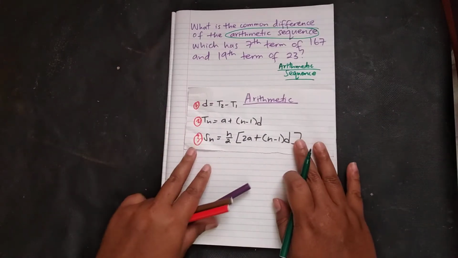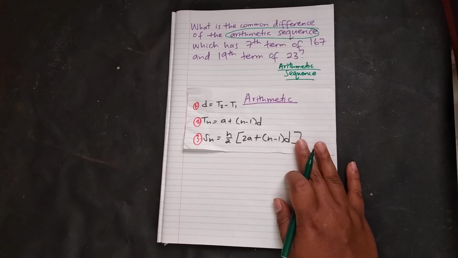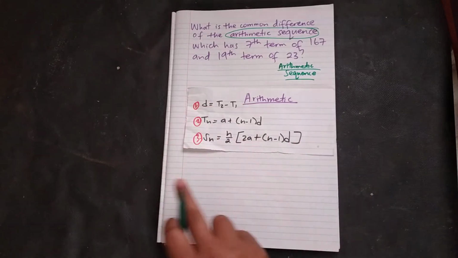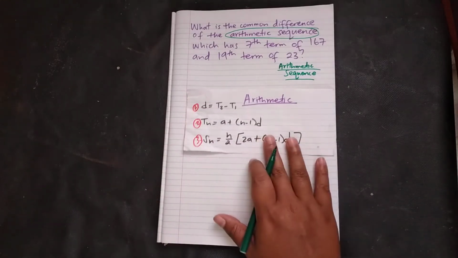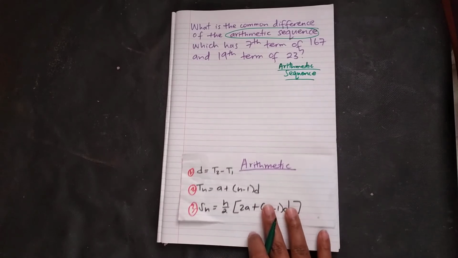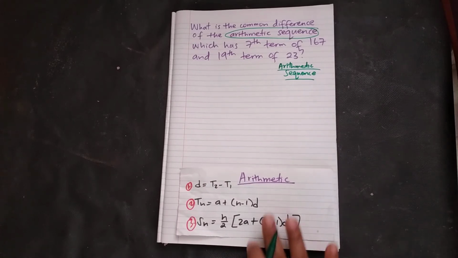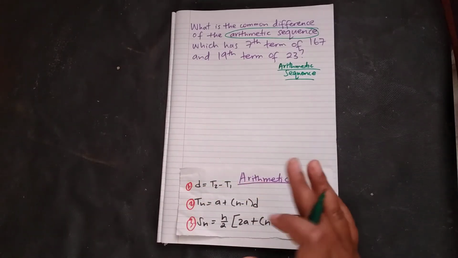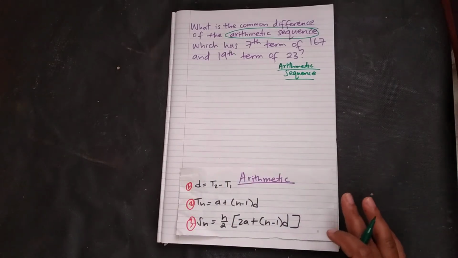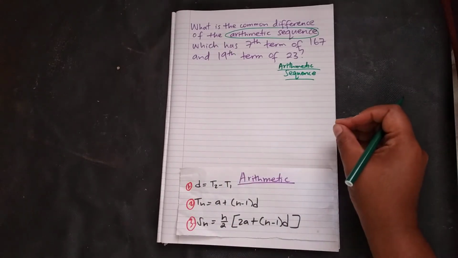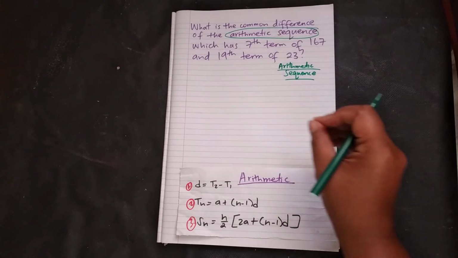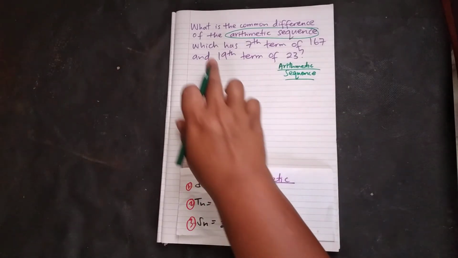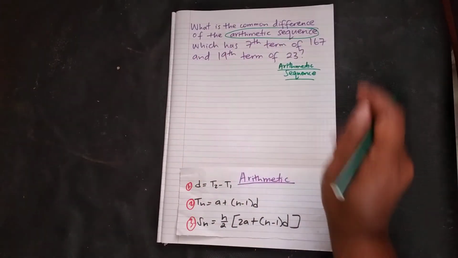So these are the formulas that are there in arithmetic sequence: the common difference formula, the nth term formula, and the sum formula. And these are the formulas that we will be using, and it will be depending on the question which one of them we will use, or we will use two of them, or just one. That is why we need to collect the information so that we use the right formula for the question.